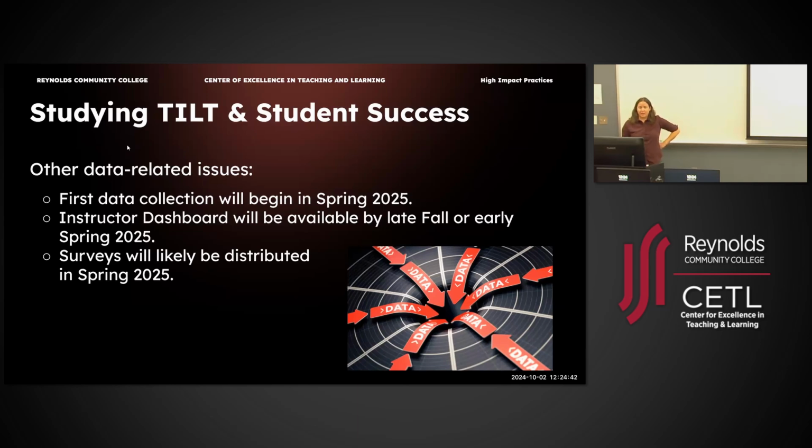And as I said, for the instructor dashboard we don't have a specific date yet, but while data collection will begin at the end of spring 2025, it's probably going to be late fall or early spring when the instructor dashboard becomes available. And when it's available, folks will only be able to look up their data using their EMPL ID rather than their name, to help protect privacy. They'll be implementing other ways to protect privacy as well. And sometime in spring 2025, you may see some surveys from the college distributed to help assess how our students are doing because of the tilted assignments.